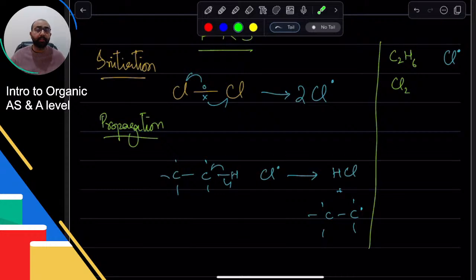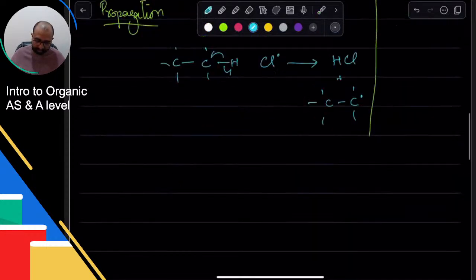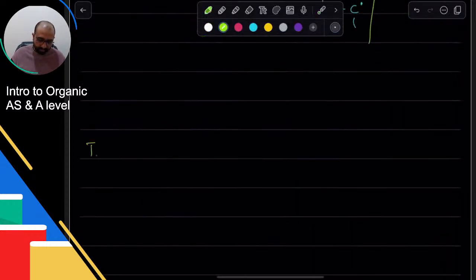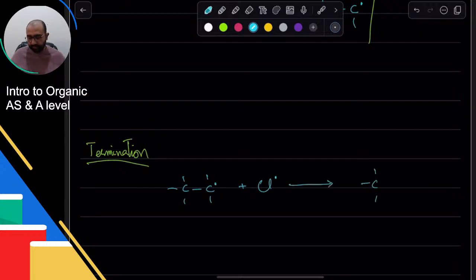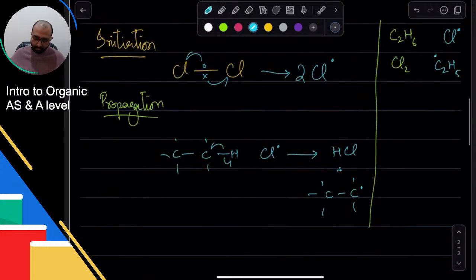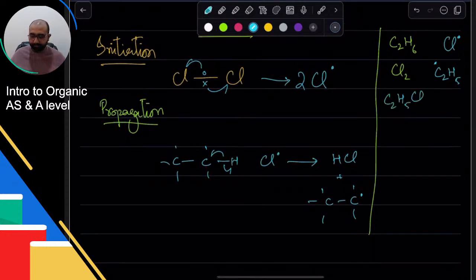Now this radical, wherever it goes and comes across a stable molecule, it can react with it. So for example, I have a C2H5 radical created now. Can it react with this? Yes. If it does that, that will be called termination. Why? Because two radicals reacting together make a stable molecule, and that is termination. So let's try that. I have two radicals. When they react together, the thing becomes a stable molecule. Story over. You get this and you're done.